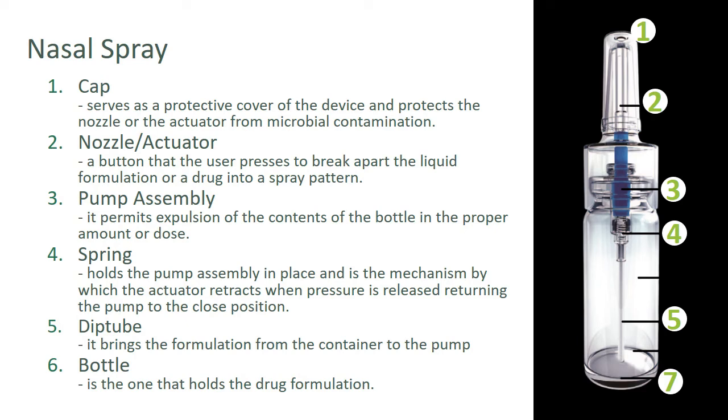It permits expulsion of the contents of the bottle in the proper amount or dose. Next is the spring. The spring holds the pump assembly in place and is the mechanism by which the actuator retracts when pressure is released, returning the pump to closed position. Next is the dip tube, which brings the formulation from the container to the pump. Lastly, the bottle. The bottle holds the drug formulation.